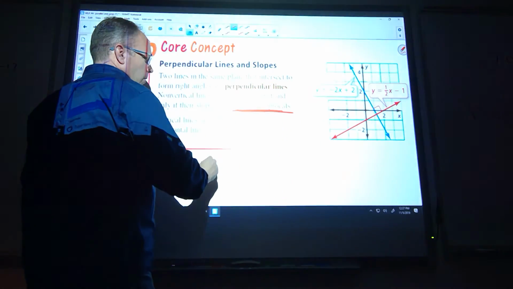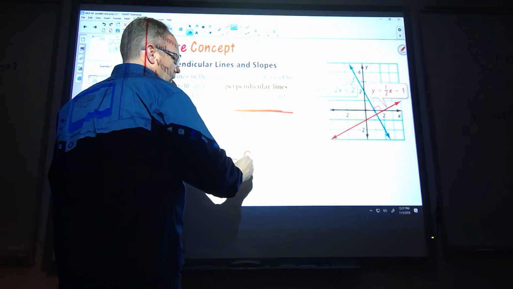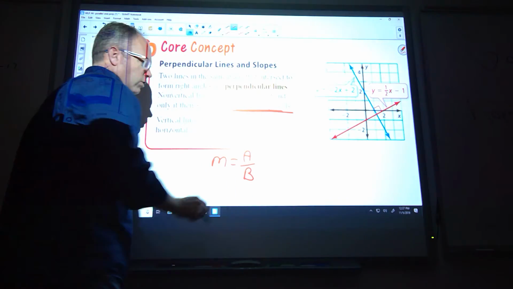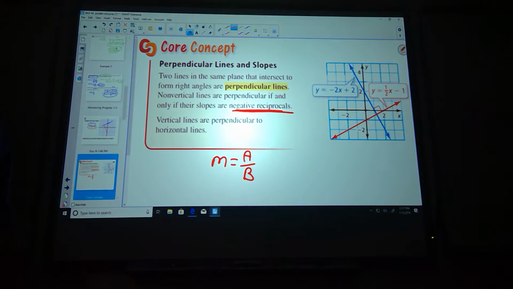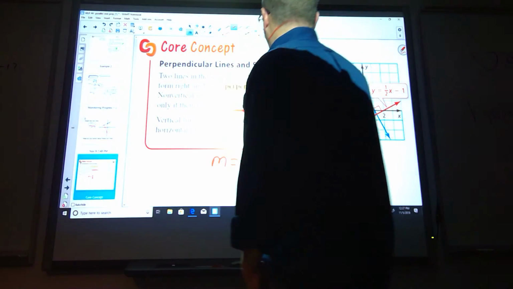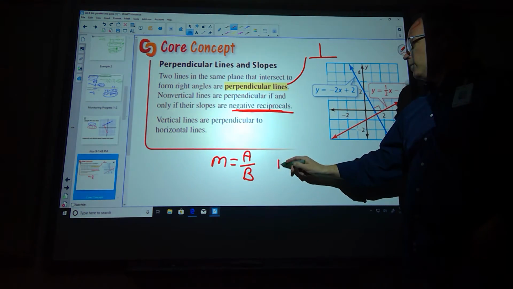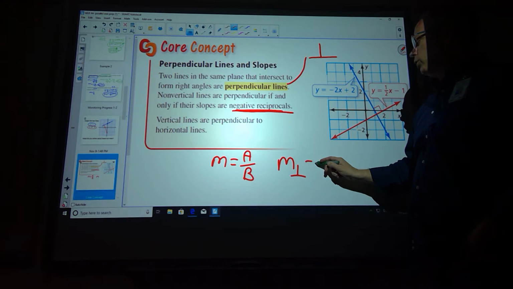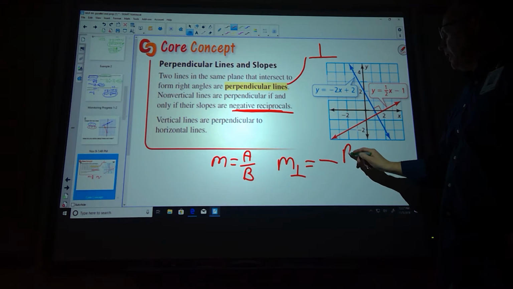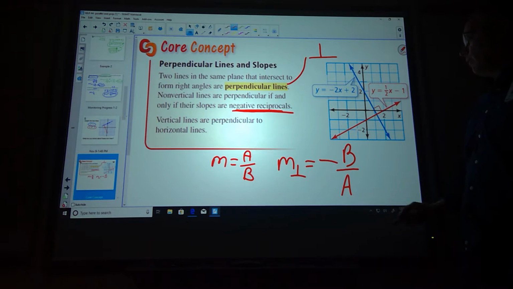So let's talk about negative reciprocals. Let's say I have A over B as a slope, where A and B represent anything. For perpendicular, we're going to use an upside down T. For the perpendicular slope, I'm going to change the sign and flip the fraction over. So if you had A over B for one slope and negative B over A for another slope, then the lines are perpendicular to each other.